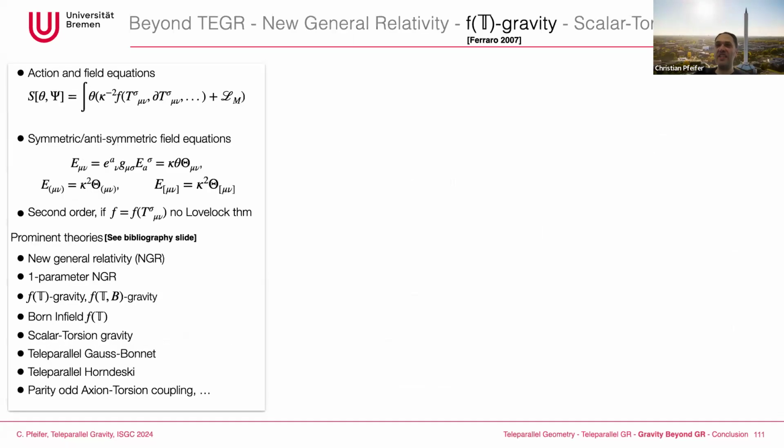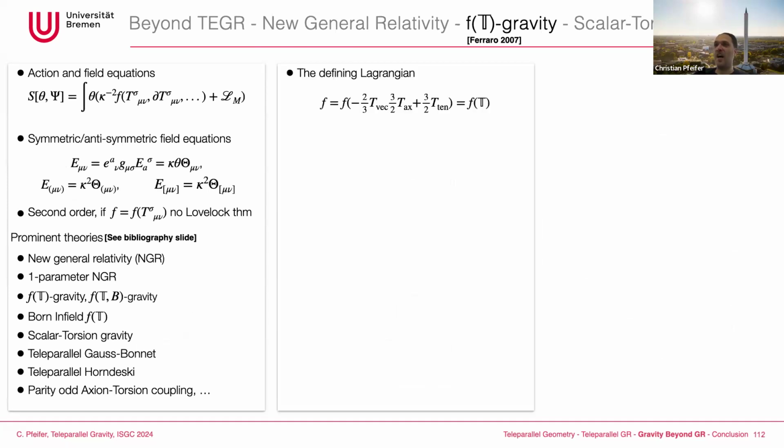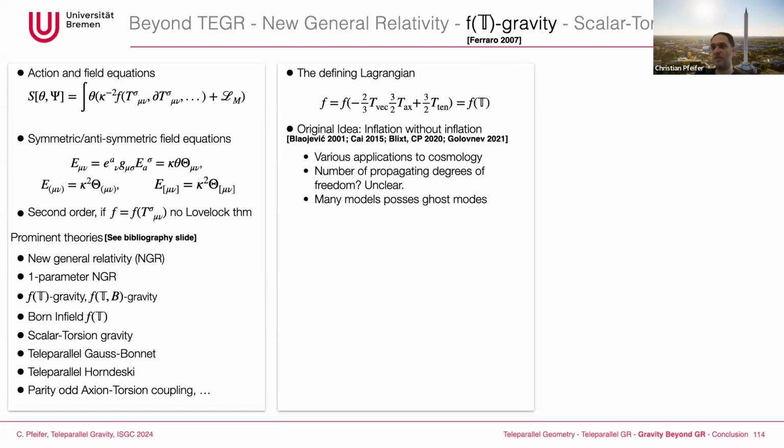So f of T gravity is the canonical generalization of f of R gravity in the teleparallel framework. It's defined as taking as Lagrangian any function of this torsion scalar, and the idea was to describe inflation without the need of an additional scalar field. And this has been done in this paper here. And since then, this theory also has been studied a lot. A lot of applications to cosmology exist.